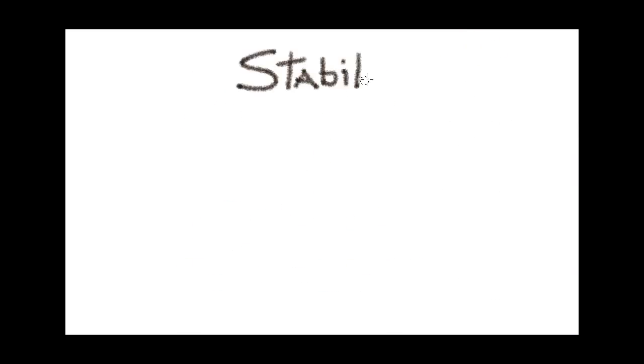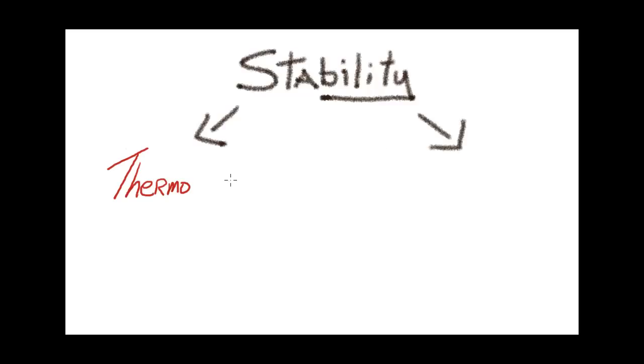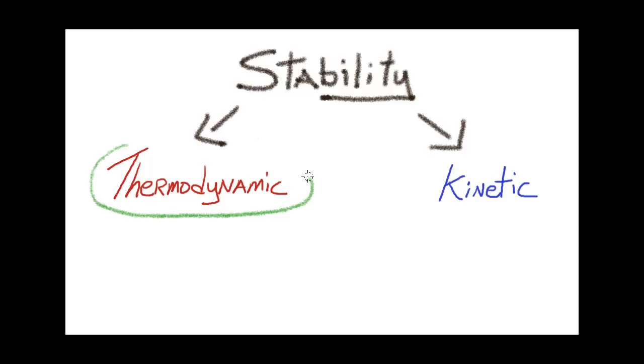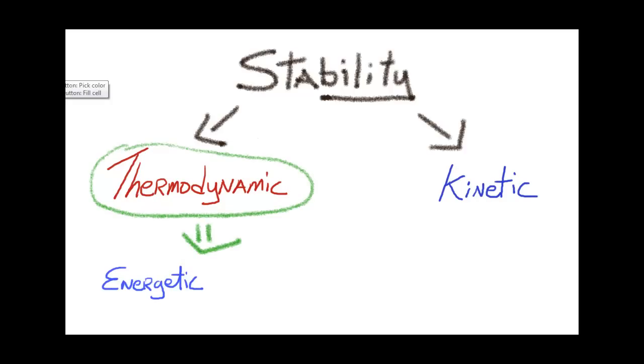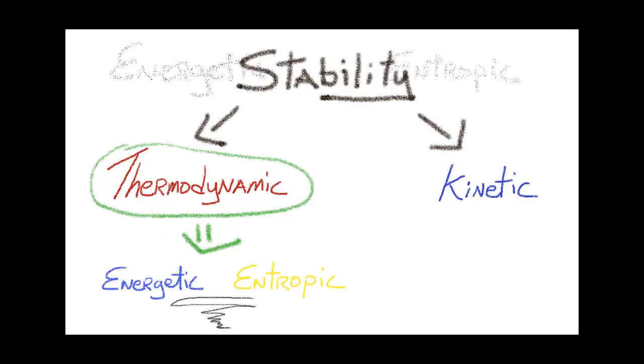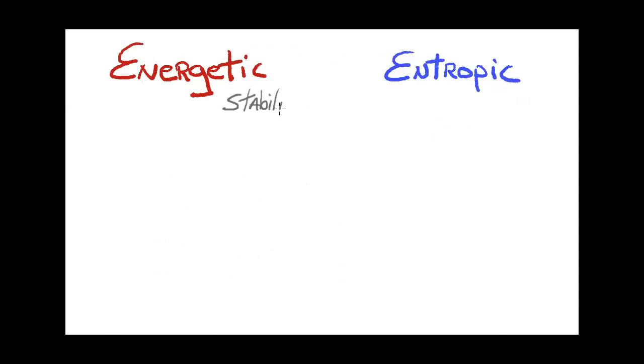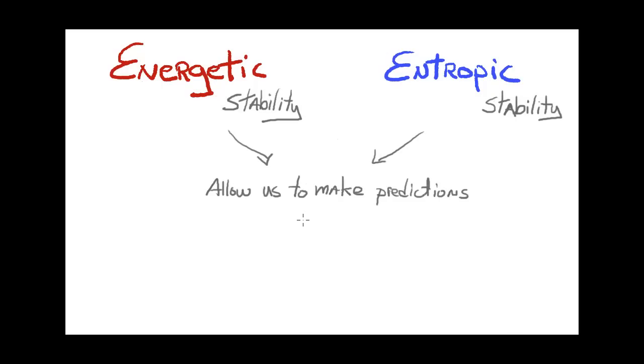When we think about stability, we tend to think about it in two main categories. We can think about the thermodynamic stability of substances, as well as the kinetic stability of substances. I want to first focus on the thermodynamic stability of substances. Thermodynamic stability can be parsed into two categories, the energetic and entropic stabilities. When we consider these, we can ask ourselves, how can we use this information to possibly make predictions about the directionality and extent of chemical reactions?